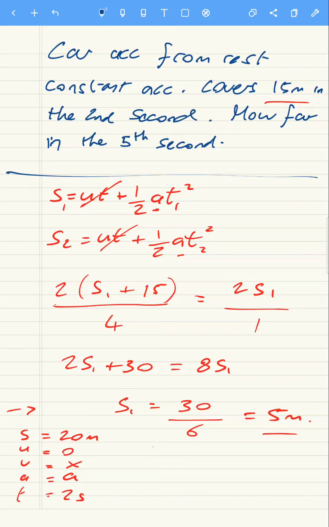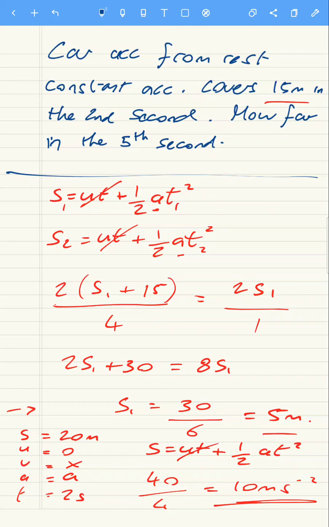So that's just S equals ut plus half at squared, and then obviously use 0. So rearrange to find the acceleration, so it's 2s over t squared, so 2s is 40, and divided by 2 squared is 4. So the acceleration is 10 metres per second squared.